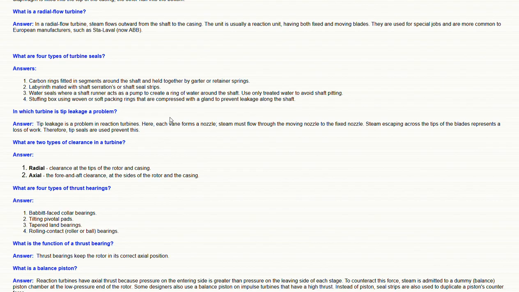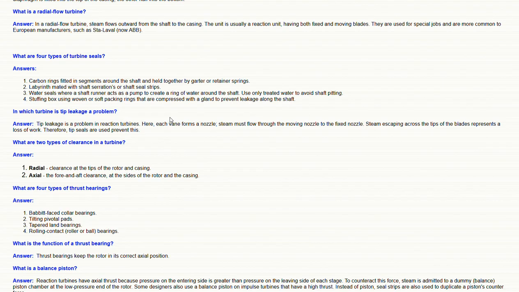The carbon rings are fitted in segments around the shaft, held by the garter and the retainer springs. Labyrinths are mated with the shaft serrations or shaft seal strips. Water seals, where a shaft runner acts as a pump to create a ring of water around the shaft, use only treated water to avoid shaft pitting. Sometimes this is not used, but mostly we are using labyrinth seals and mechanical seals.